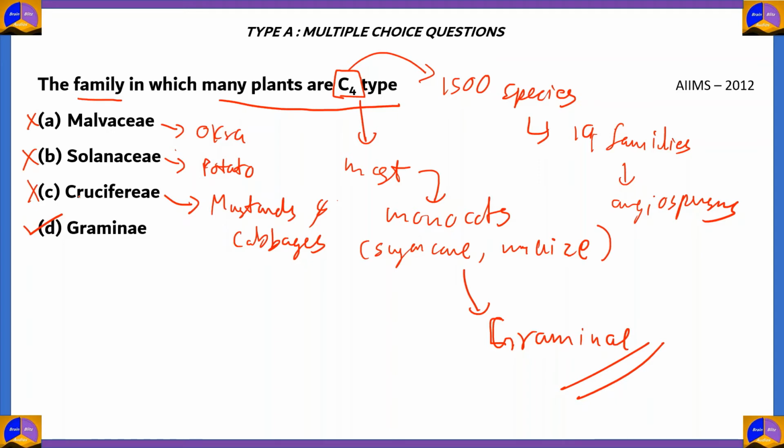Now note that not all monocot plants are C4. It's just that most of the C4 plants are also monocots, so they are advanced. And most of these advanced plants are found in one family, which is given as Graminae. And that's why we were able to prove that Graminae is the correct answer. Option D is the right option.